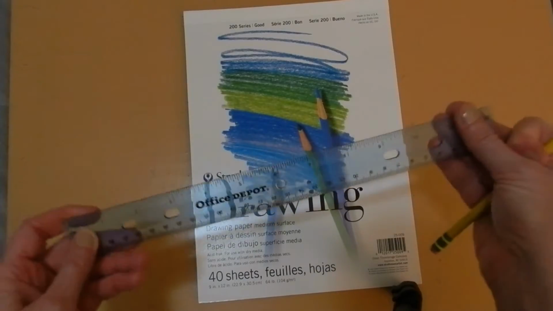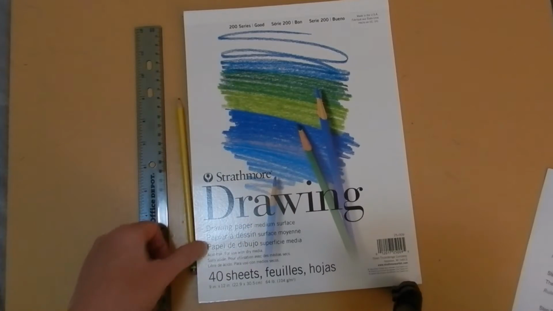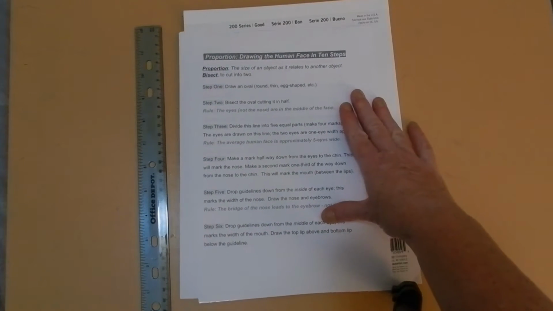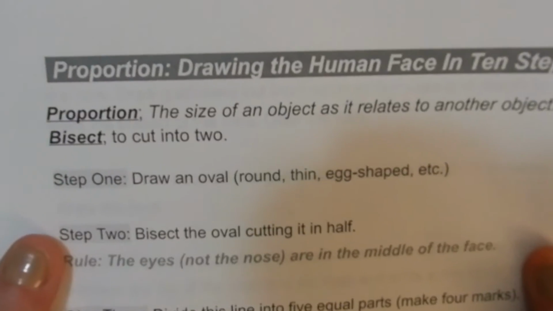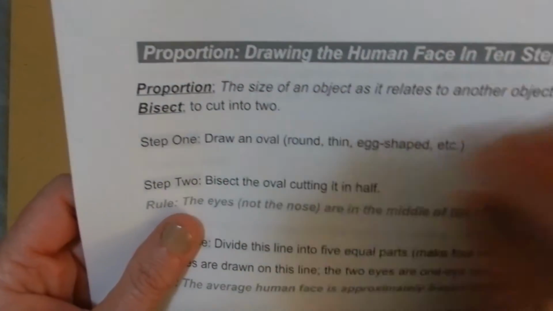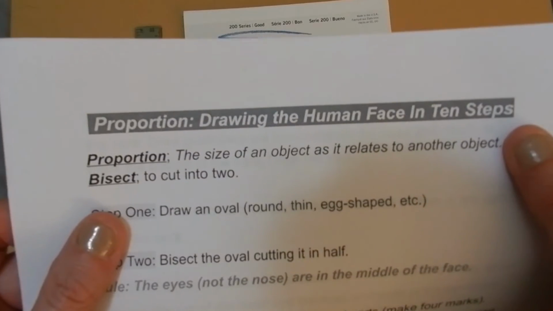your ruler. It is not absolutely necessary, but you may wish to have your ruler. And in Blend, you are going to have this information, and I'm not going to go over a lot of it right now, but it is the vocabulary that you'll need to know for this unit and the steps that we will be following to create our human face.